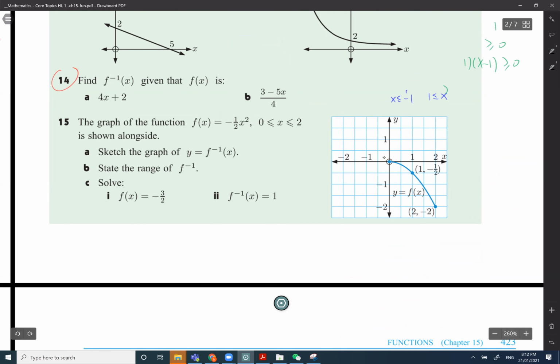Let's do 2 easy questions. Inverse for 14 and 15. That's like a revision.